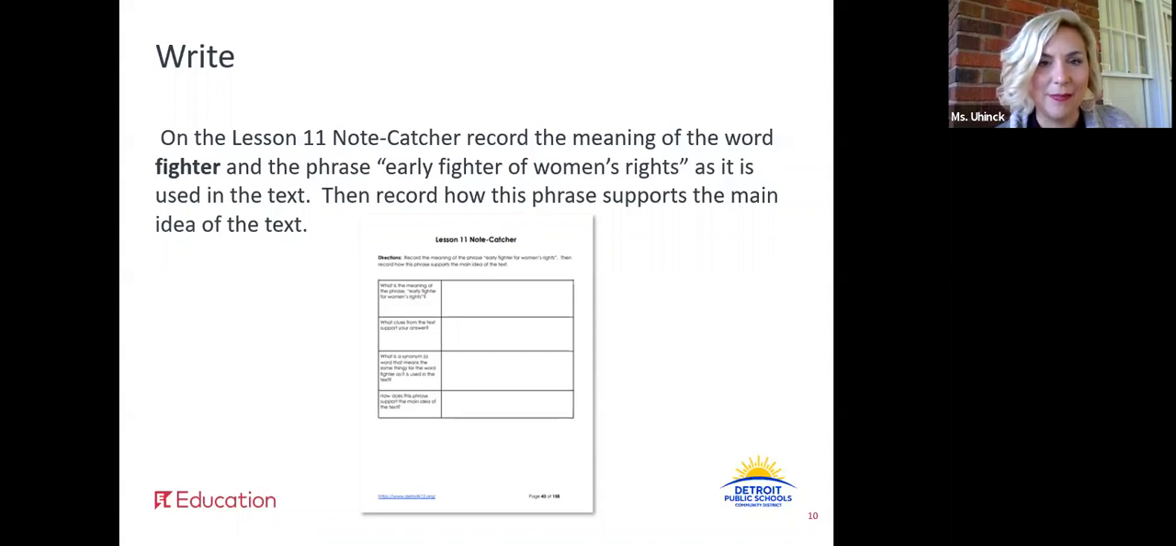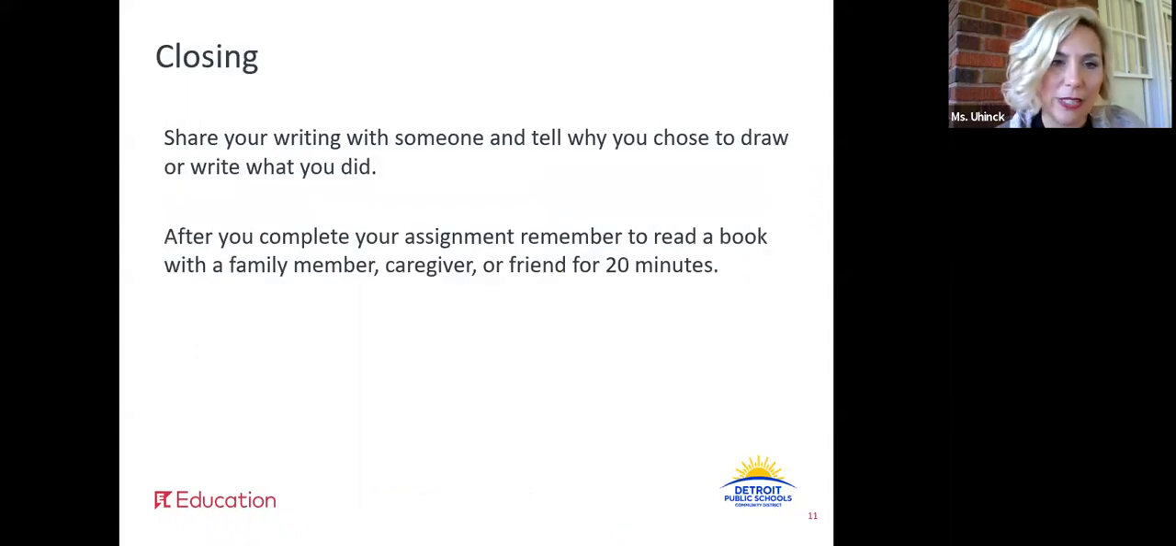Great. All right, now that you've had a chance to organize your thoughts and really capture those great discussions we've had, I want to tell you what we're going to do in closing. I want you to take this writing activity and share your writing with someone and tell them why you chose to write what you did. Make sure you're referring back to the text and using examples from the text.